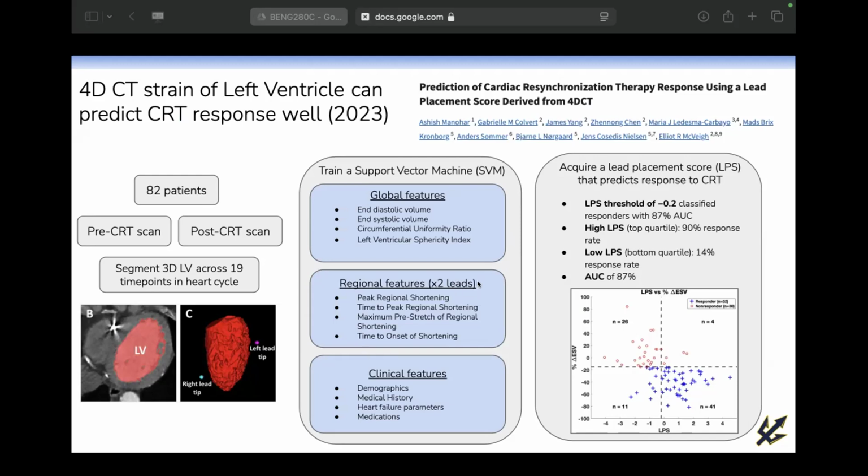By moving to the last box, they then trained a support vector machine to generate an overall score per patient, and by assigning a threshold value, patients above this value were predicted to respond to the CRT, and below this value, they would not respond. The overall conclusion was that both the global and regional strain metrics of the left ventricle could be used to predict CRT response. And with this model, they achieved an AUC, or area under the curve, of 87%.